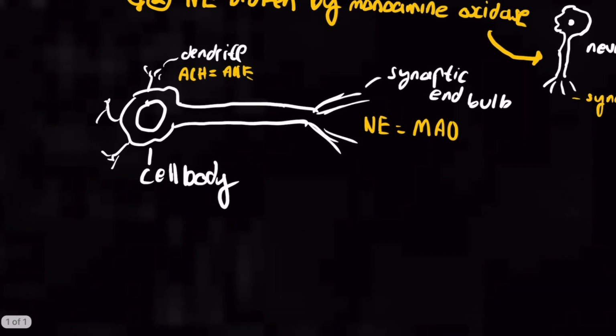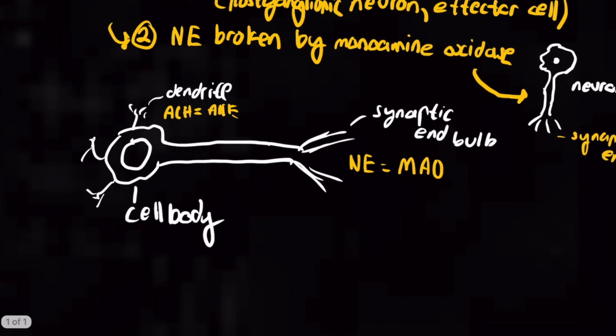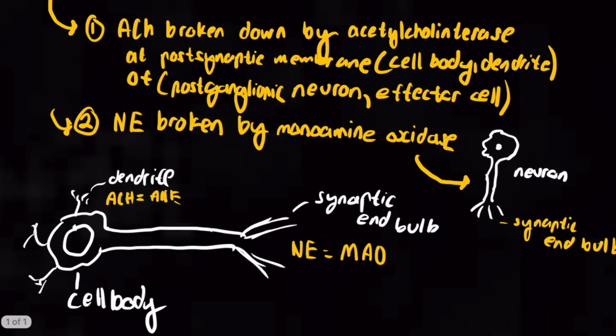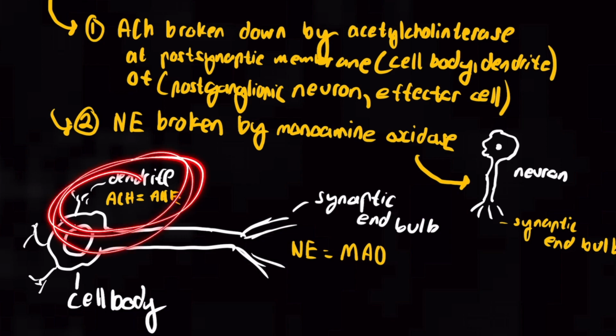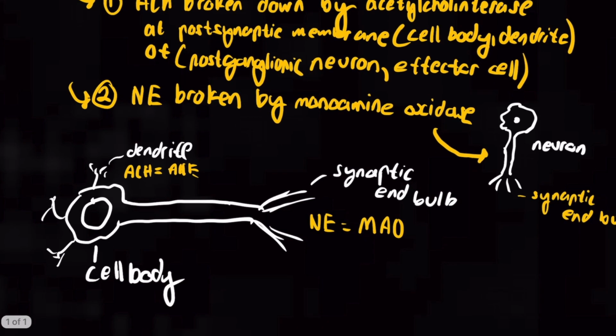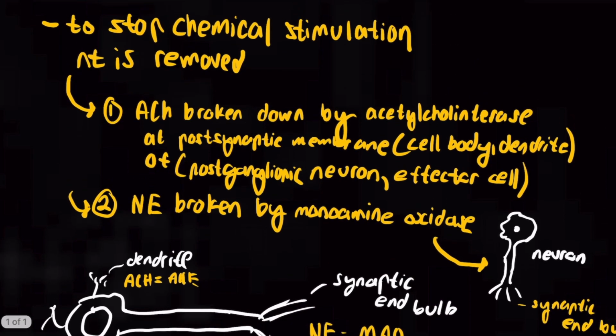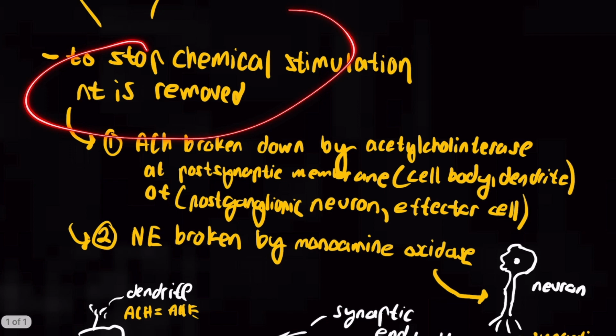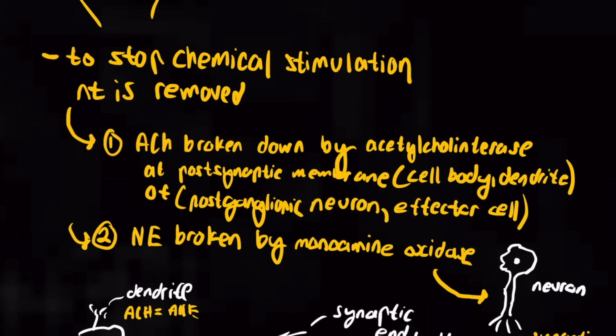Okay, here's a diagram that I quickly drew. So basically, here is a neuron. Here, the dendrites, the cell body, the axons, the synaptic end bulb. The acetylcholine is broken down here by the acetylcholinesterase, and the norepinephrine is broken down here by monoamine oxidase. Okay, I hope that diagram gives a little more clarification on where these neurotransmitters would then be broken down in order to stop a chemical stimulation by removing the neurotransmitters.